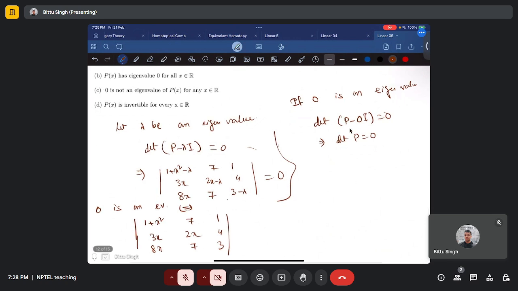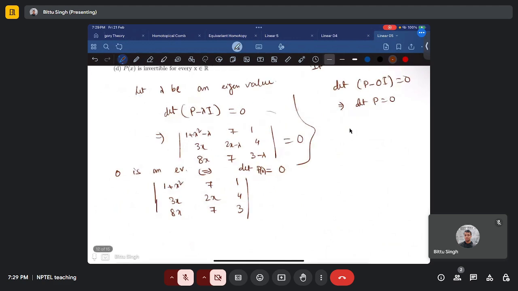Determinant of px, this should be 0. But let us expand this determinant. Okay, so simply what can be done? To simplify, we just apply the operation C2 minus 7C1. For those kind of operations, the determinant remains the same.